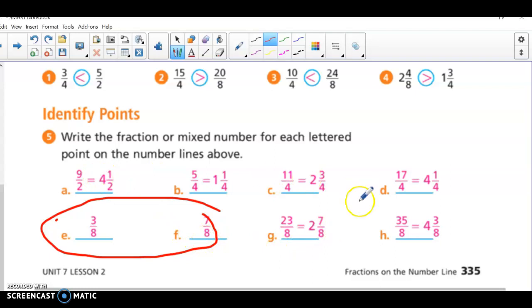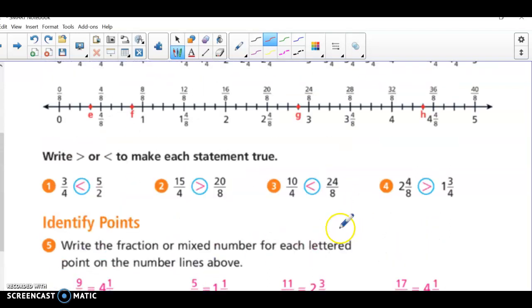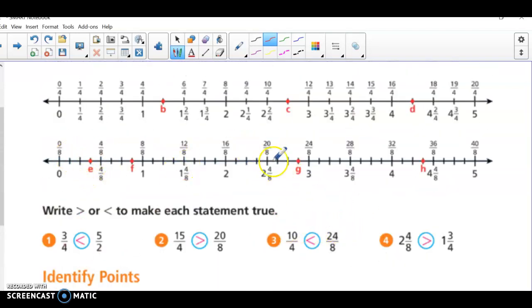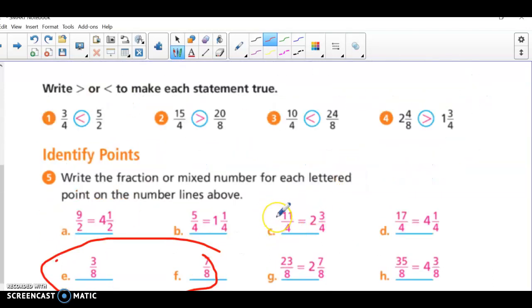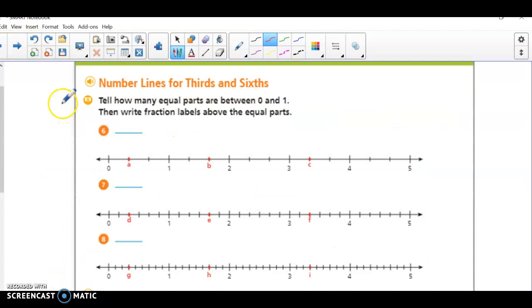Okay. The rest of these, if you got some wrong, try and go back and figure out how many parts away from 0 was I? And then that's how you're going to be able to figure out the fraction, and then look at the whole and how many more parts away from the last whole were you. Okay. Let's go on to the next one.